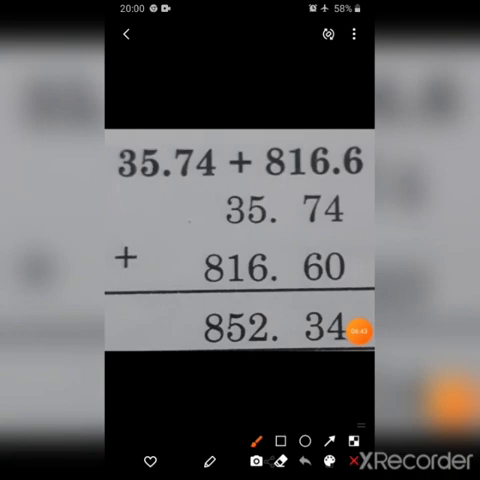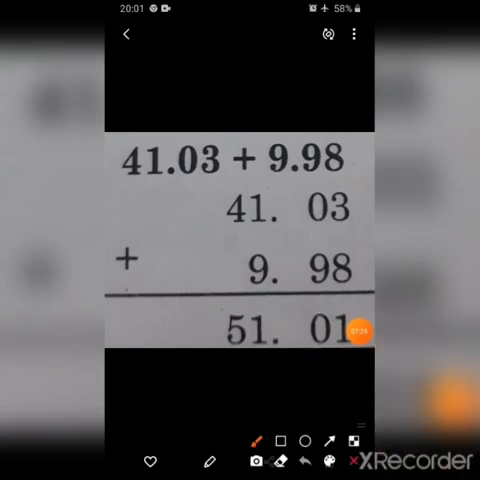Look here, sum. 35.74 plus 816.6. Here is only 6 and here 7, 4 is given, so here also pad with 0. 35.74. 816, point below point will come, 6 0. Here is no 0, so you pad here 0. 4 plus 0, 4. 7 plus 6, 13. 1 carry. 5 plus 6 and 6, 12. 1 carry. 3, 4 and 1, 5. And here is an 8. 852.34.